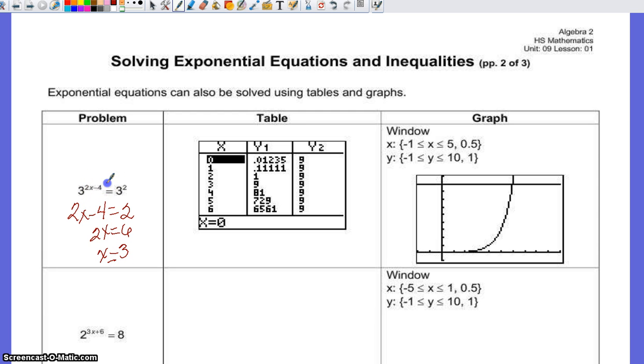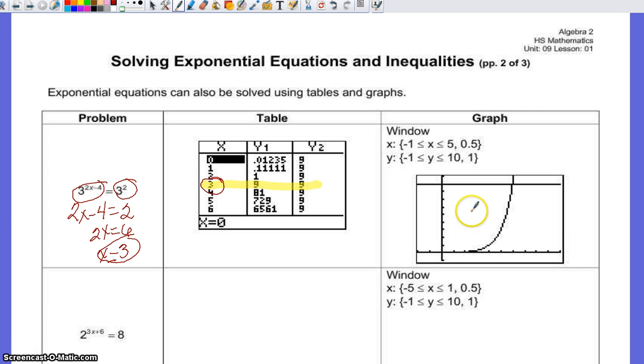So let's think about what this is saying. This is saying that if I plug this equation in and this equation in, where x equals 3, they will match up. So if you look over here on the table, you see that where x equals 3, they do match up. So this is why your answer would be x equals 3, because you're looking at where does it match up.